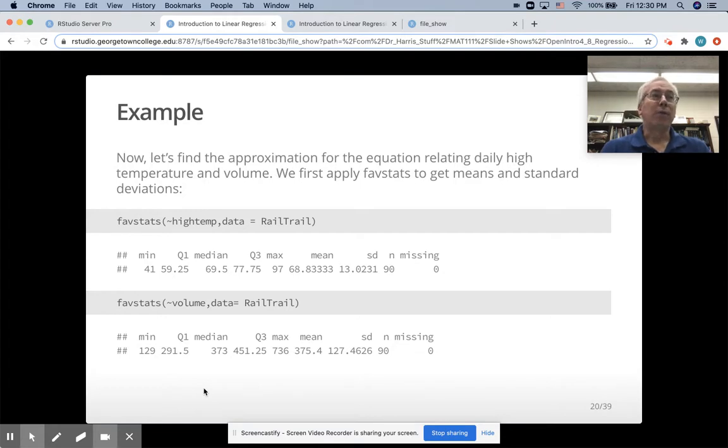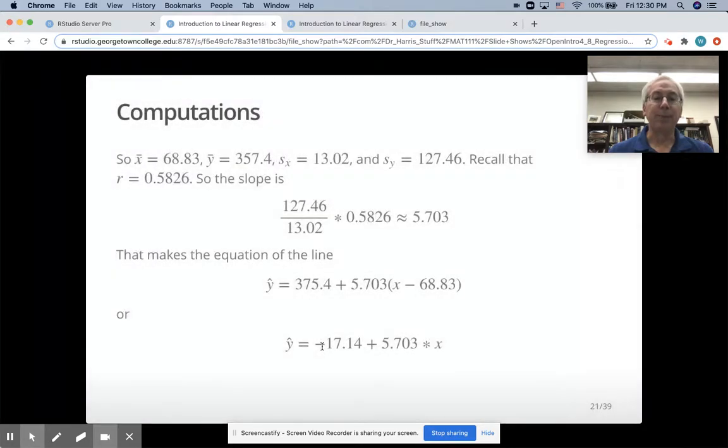So let's do that for our rail trail example. Remember, we use favstats to get means and standard deviations. So I'm going to be focusing on the means and standard deviations of the temperatures and the mean and standard deviations of the volumes. So it looks like on average, about 69 degrees was our high temperature with a standard deviation of 13 degrees over the period that was examined. The average traffic in a day was about 375 with a standard deviation of about 125.75. So we're going to keep these numbers. We have the correlation already computed. And so I've got my means, my standard deviations, and the correlation.